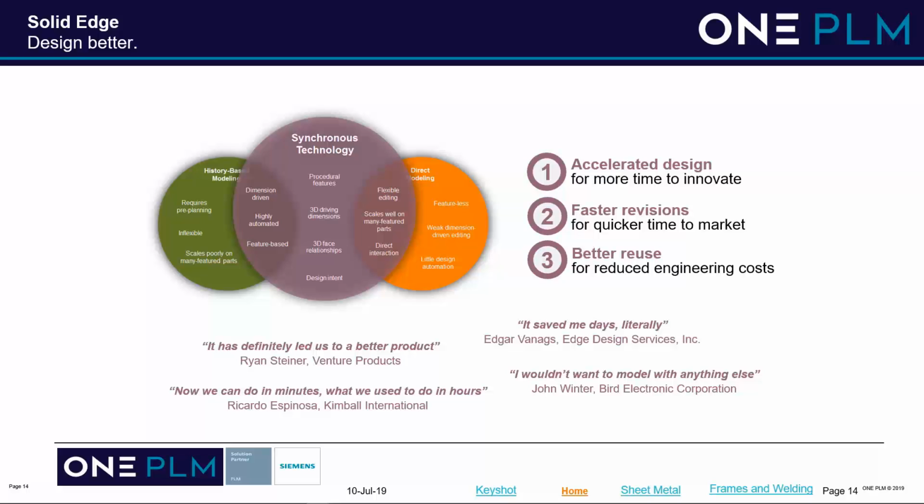So we've got some nice little quotes here. Definitely led us to a better product. Now what we can do in minutes used to take us hours. Imagine a history-based model with 300-400 features in there, and you're changing one, two, three. One of the first ones you created. The amount of issues it's going to create scaling back down that model. So it saves me days, literally. Yeah, it can do. I wouldn't want a model with anything else in any other way.